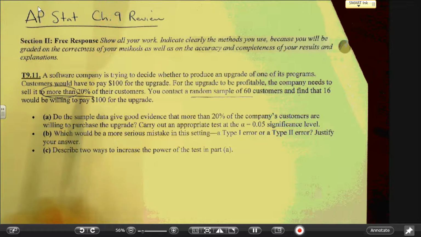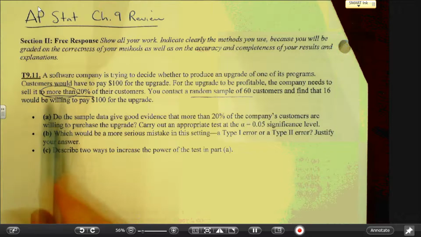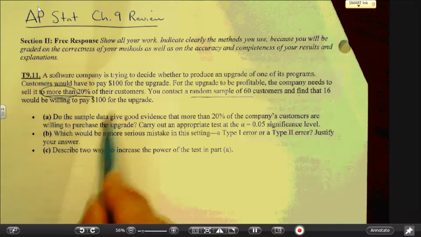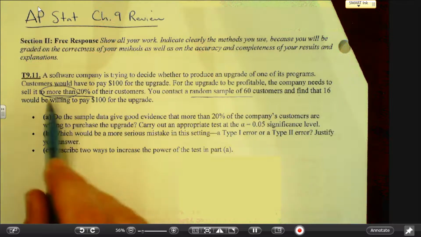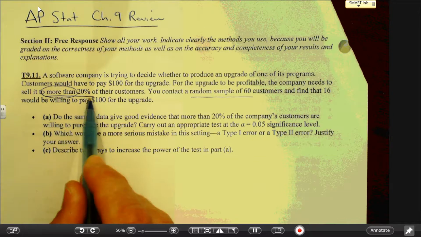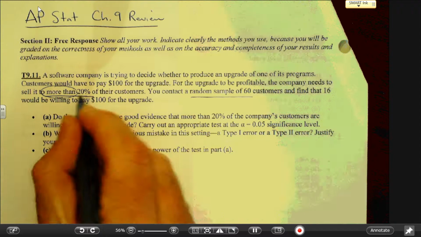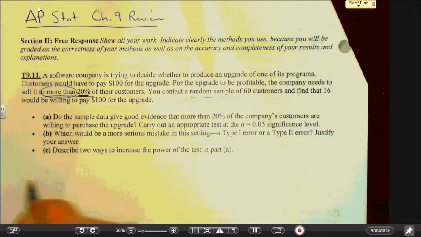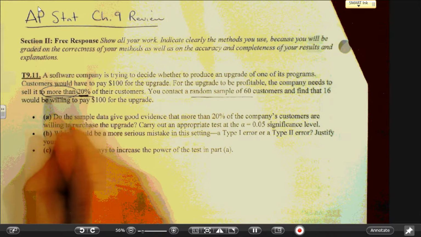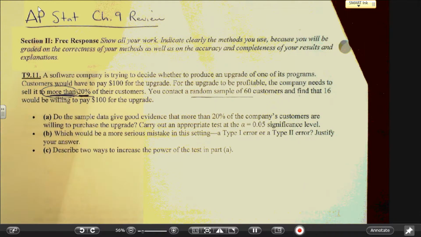Now when we look at this first question here, question 11, you've already read the problem, so I'm just going to get to the important parts here. The company needs to sell it to more than 20% of its customers. Well, first of all, we see 20%, therefore this is a proportion problem. Therefore, there's going to be a one sample Z test for proportions. The fact that it says more than here tells us something about our alternative hypothesis.